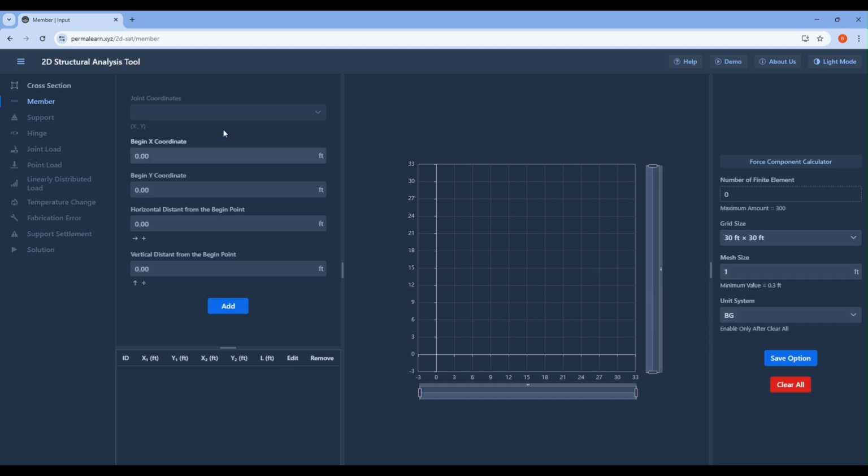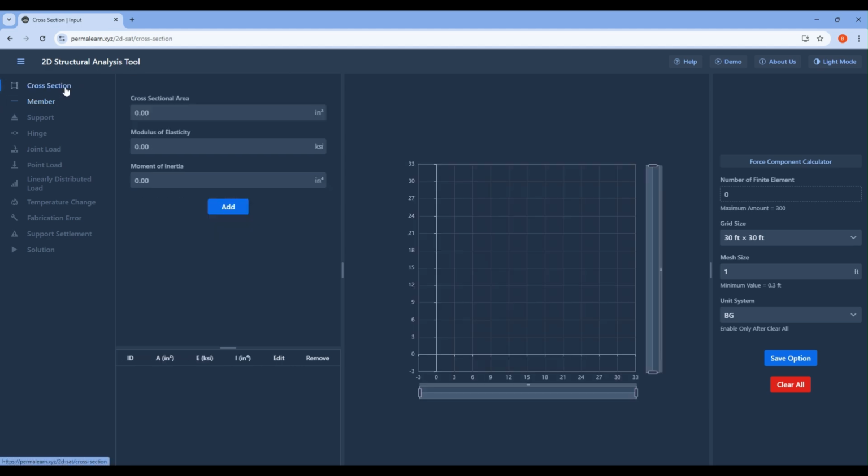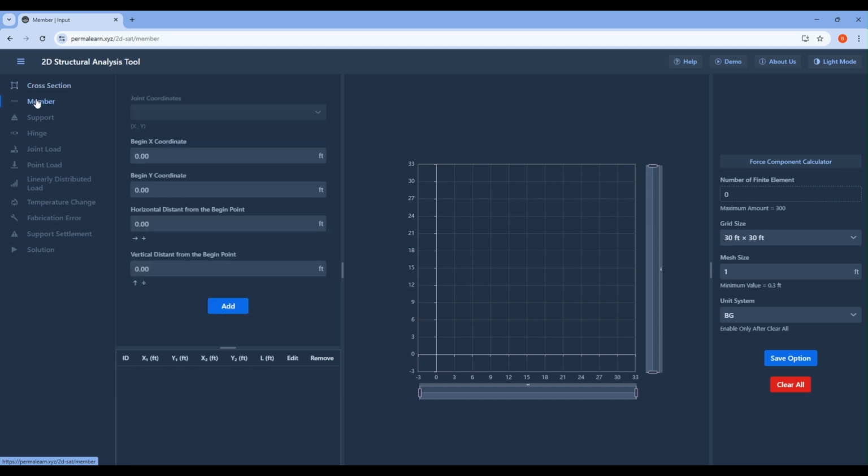And now let's move on to the functions. The cross section is the first function where you can input the cross sectional area, the modulus of elasticity, and also the moment of inertia. The second function is member, where you can generate as many structural members as you want.